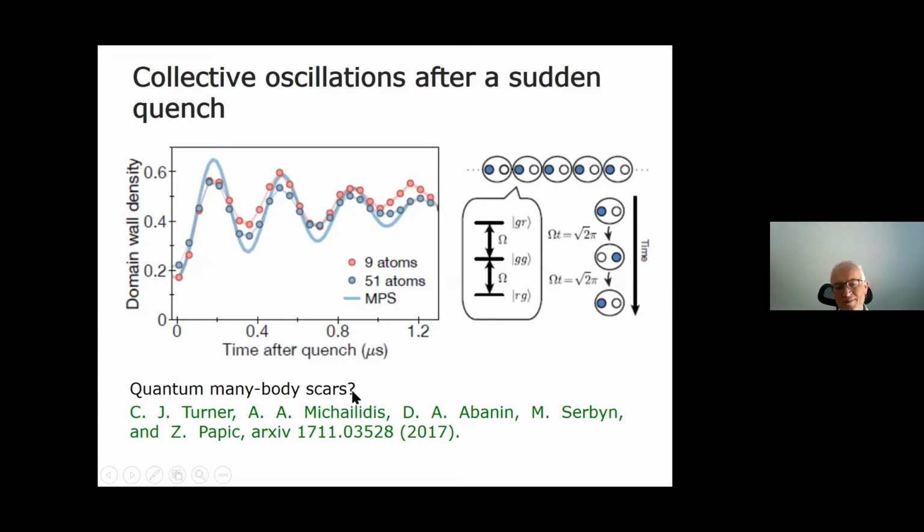In the meantime, theorists have been thinking about this. They call this quantum many-body scars. It turns out that even in chaotic systems, you can have preferred trajectories in phase space, and it's believed that this is the generalization of that in a many-body system.